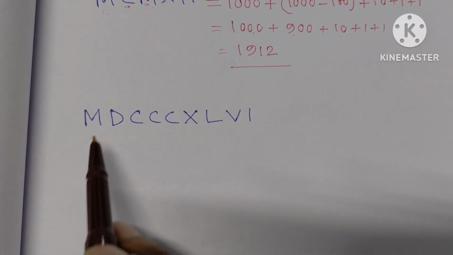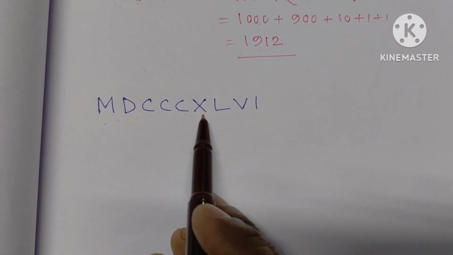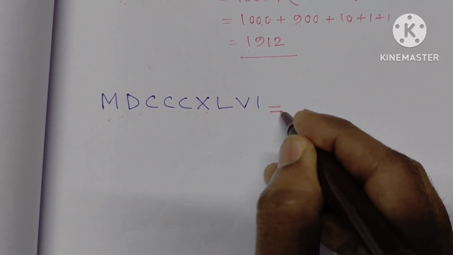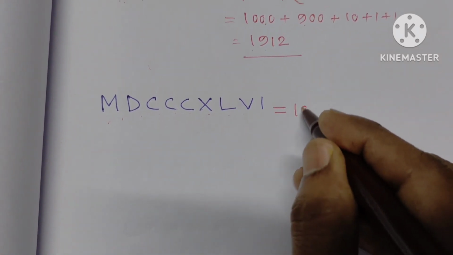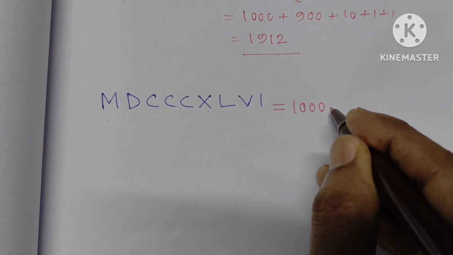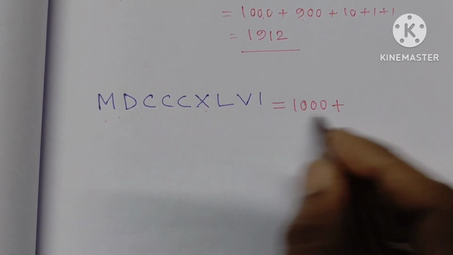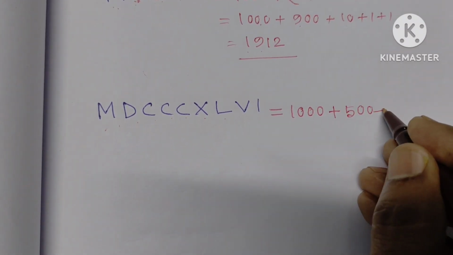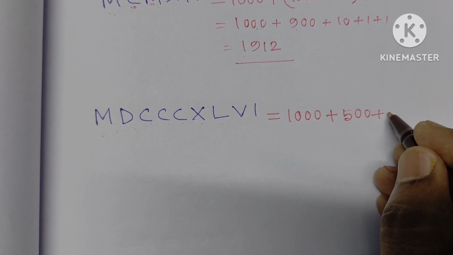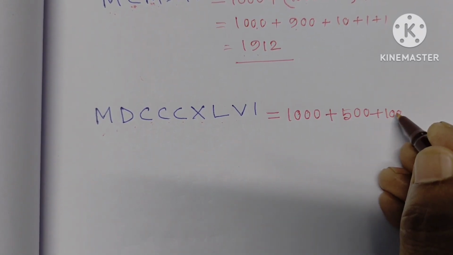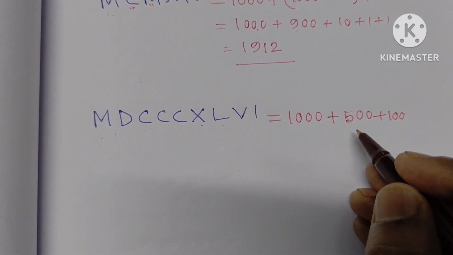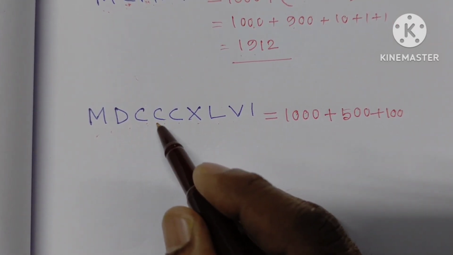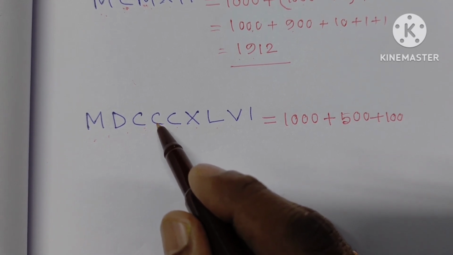Next one, MDCCCXLVI. We know that M represents 1000, plus D represents 500, and then C represents 100. We know that every time a symbol is repeated, its value is added that many times.